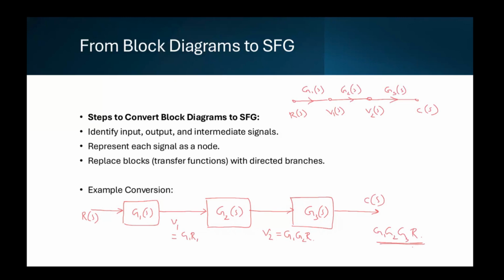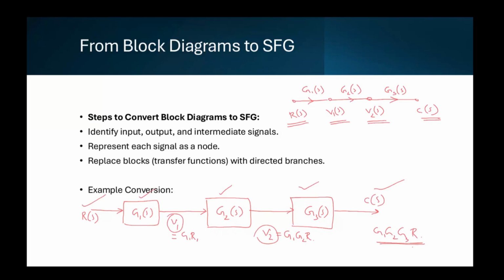And we need to identify the input. The input is R(s), the output is C(s), and the intermediate signals are V1 and V2. So represent these signals as nodes. We represent them as circles, as nodes here. Then identify the blocks. The blocks are G1, G2, and G3. And these will be represented as directed branches.